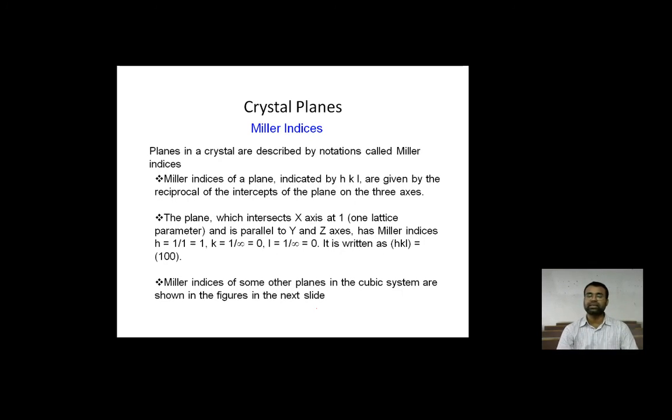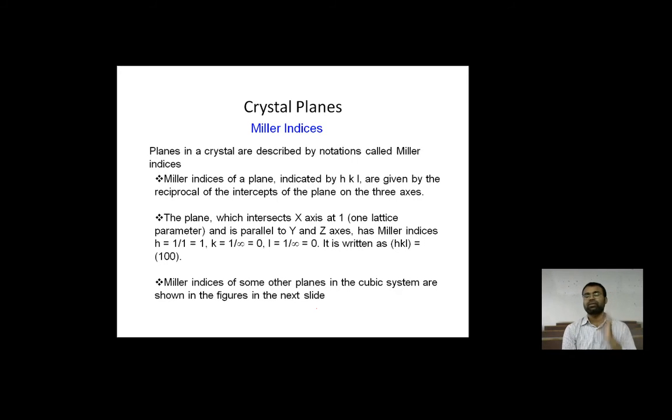The plane which intersects the x-axis at one lattice parameter and is parallel to the y and z axes has Miller indices h equal to 1/1, which is 1, k equal to 1/infinity, which is 0, and l equal to 1/infinity, which is 0. So (hkl) is (1 0 0), and the Miller index is 1 along the x-axis only, while the other axes are 0. That is how the Miller indices work.